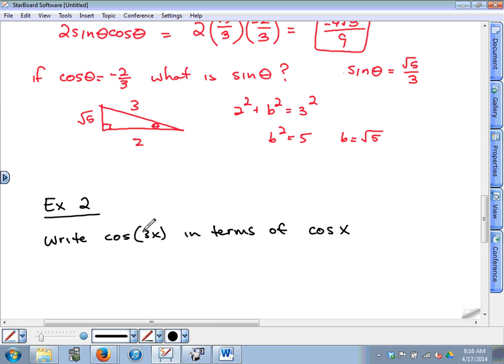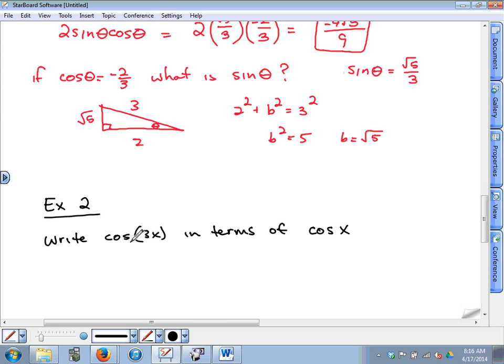So that doesn't mean that cosine of 3x is going to equal cosine of x. That's not what this is saying. This is saying cosine of 3x is going to equal another expression that only has cosine of x and not cosine of 3x or tangent or anything else. It's only going to have something in terms of cosine of x. It may have other numbers in it, but all we would have to know is cosine of x.